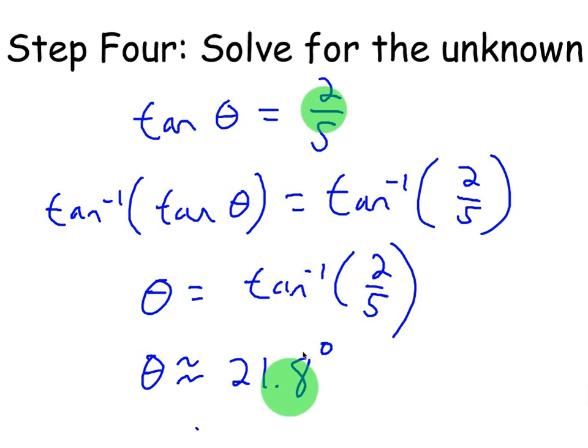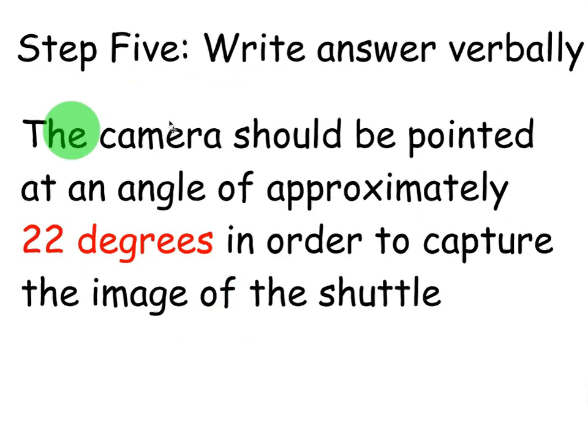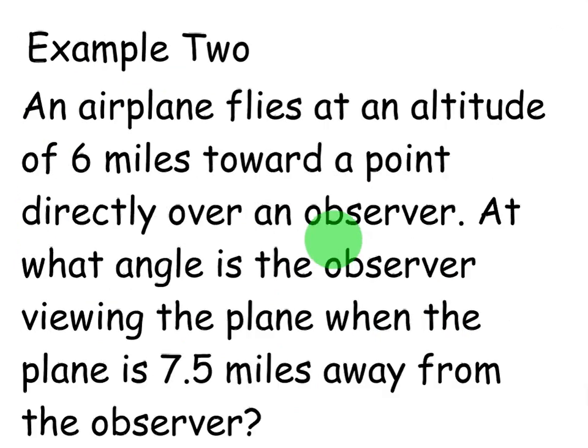The final step is to write out the answer verbally. Just remember what the original question was asking: at what angle should the camera be pointed. So our final answer is the camera should be pointed at an angle of approximately 22 degrees to ensure that the image of the shuttle is captured. So that's it. You're just using a previous lesson we've already learned to solve for the unknown variable and answer it verbally. Let's look at example 2.